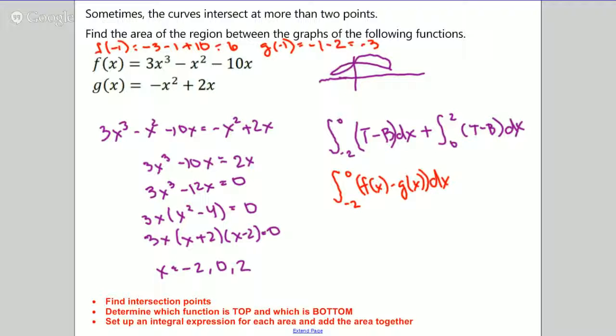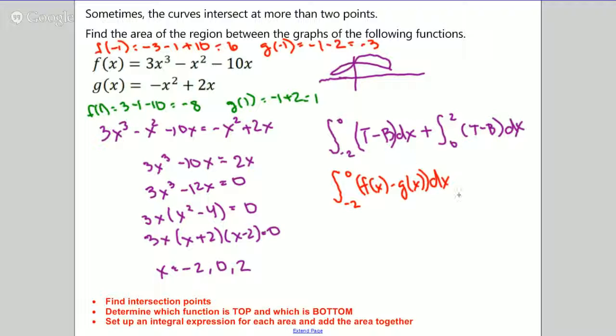Okay, now let's test a point on the second integral. The second integral goes from 0 to 2. So let's test x equals 1. f of 1 is going to be 3 minus 1 minus 10, so 3 minus 11, looks like we get -8 here. And then g of 1 is going to be -1 plus 2, which is greater than -8, sorry.